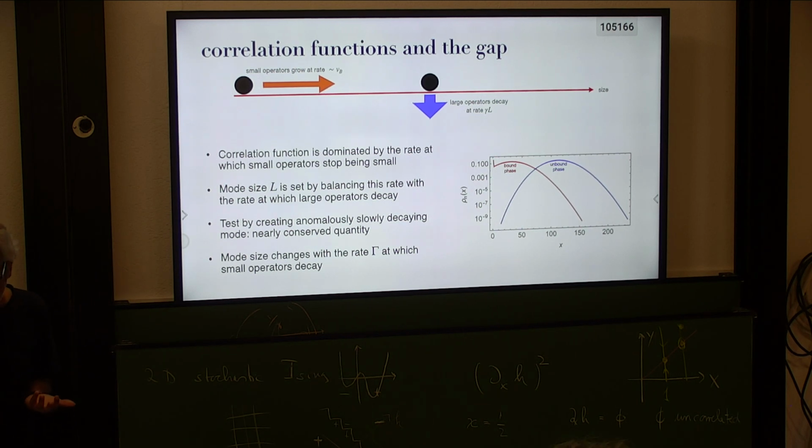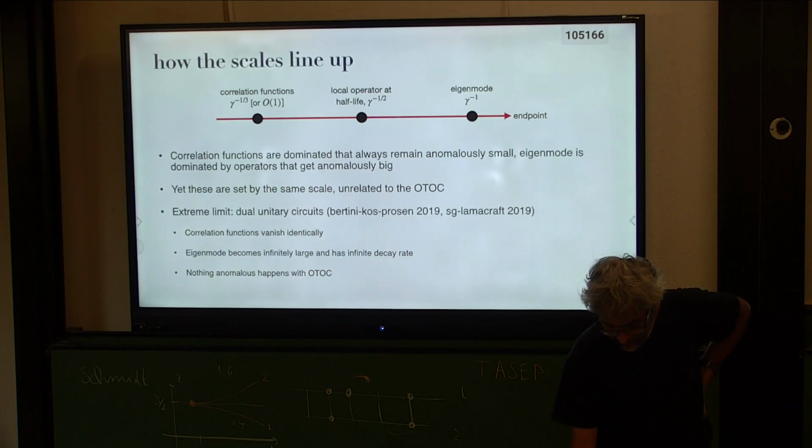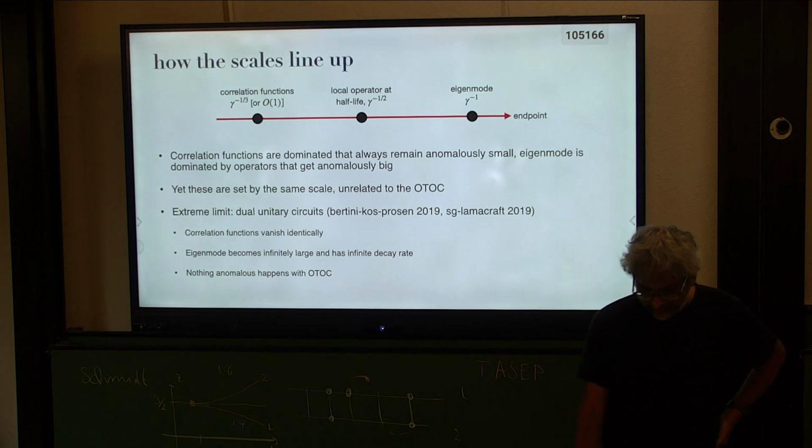So operator growth indirectly, but quite generally, sets the decay of local correlation functions, even though those seem like quite different phenomena. They're tightly related by this overall picture, through the eigenmode of the non-Hermitian operator. Okay, so that's the summary of the stuff.